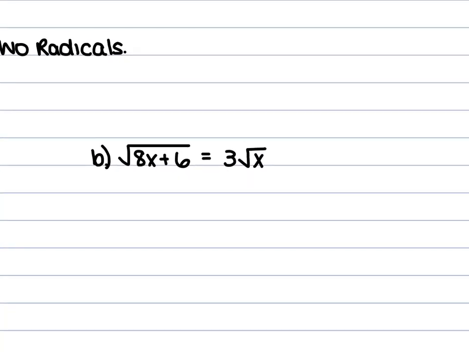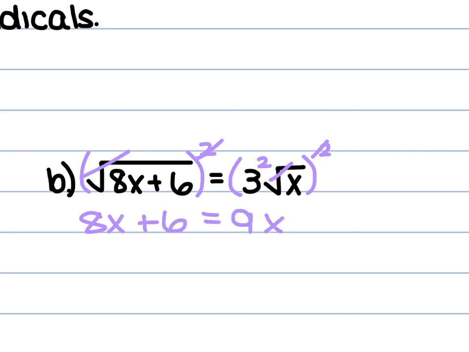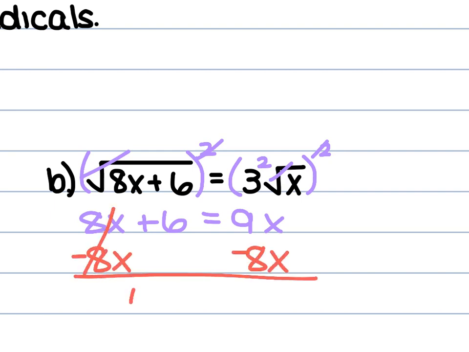For B, we have the square root of 8x plus 6 is equal to 3 square root x. So again, we're going to take each side and square it. It's going to cancel out our radicals and raise that 3 to a power of 2 as well. So we're going to be left with 8x plus 6 is equal to 9x. Get your x's by themselves, subtract the 8x from each side, and you're going to be left with 6 is equal to x.